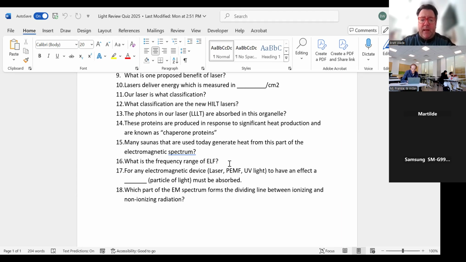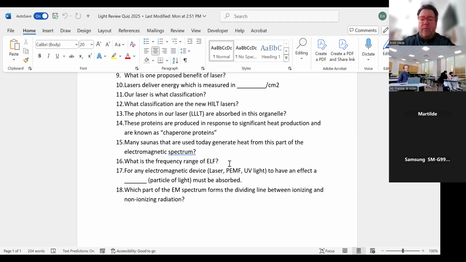Number 17, for any electromagnetic device, whether it's laser or PEMF or ultraviolet, to have an effect, what must be absorbed? Of course, everyone probably guessed this is the photon. You have to absorb the photon. And then it has the ability to energize the subatomic particle, or the atom, really.